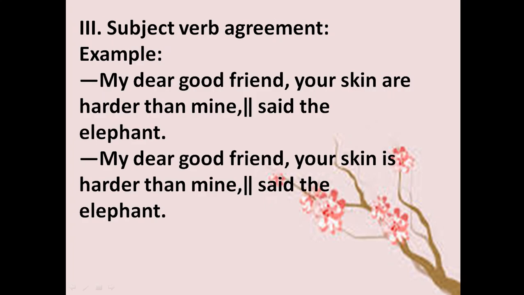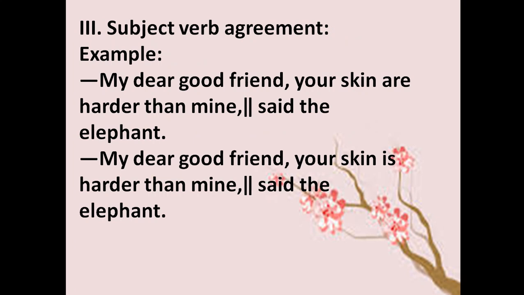Let's now move on to another set of sentences. We shall see which mistakes we commit when it comes to subject-verb agreement. We have to first find out the subject in the sentence, then according to the subject we need to use the proper verb. Let us look at the first sentence. One example has been given for you. My dear good friend, your skin are harder than mine, said the elephant.